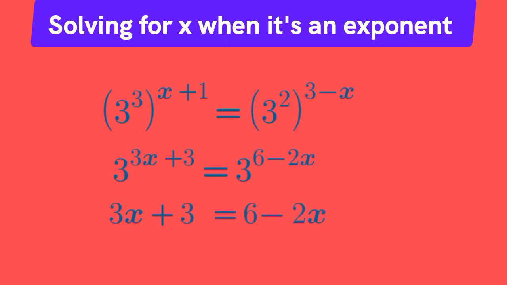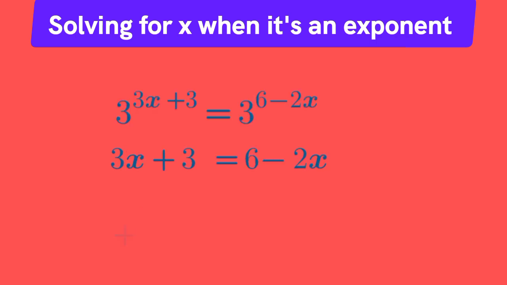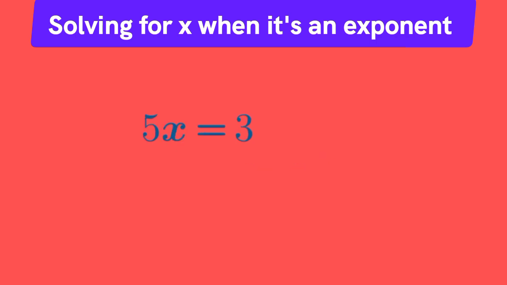So the next thing is to collect like terms. We add negative 3 to both sides of the equation. Positive 3 becomes negative 3. And then again, we add positive 2x to both sides of the equation. On the right-hand side, negative 2x becomes positive 2x. You are left with 3x plus 2x equals 6 minus 3. So 3x plus 2x is equal to 5x. So we have 5x equals 3. Then the value of our x is equal to 3 over 5.